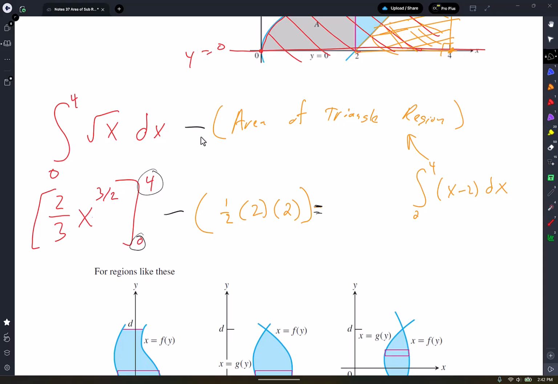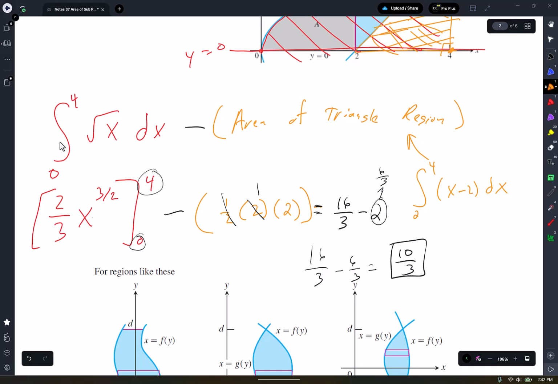8 times 2. So I have 16 over 3 minus, let's see, half of 2 is 1, and 1 times 2 is 2. And then look at that. That 2, we said earlier, that was just 6 over 3. 16 over 3 minus 6 over 3. Again, isn't that the answer that I was supposed to get anyways? Yeah. So this is just another way to do it.